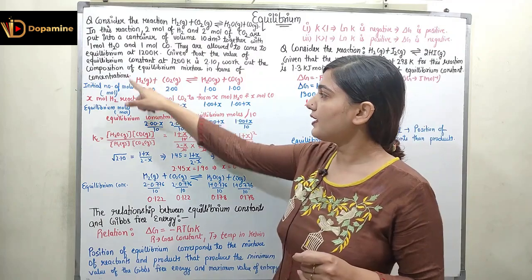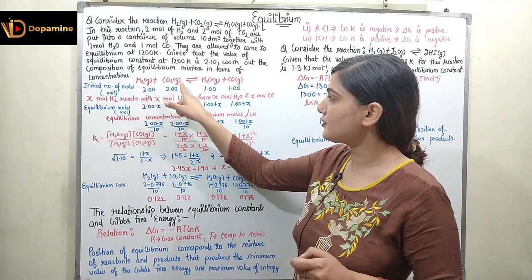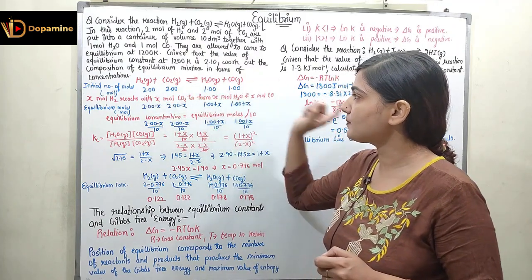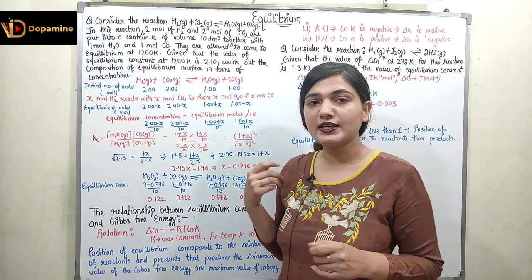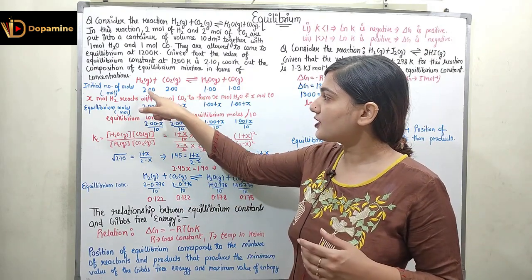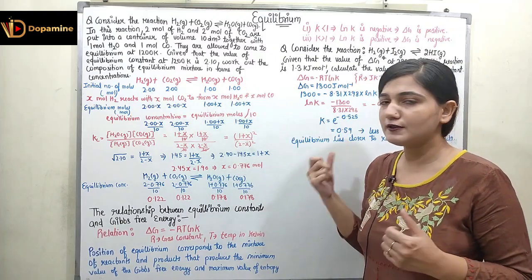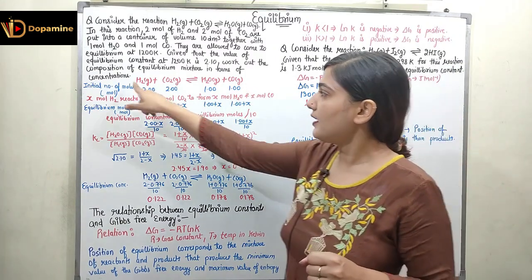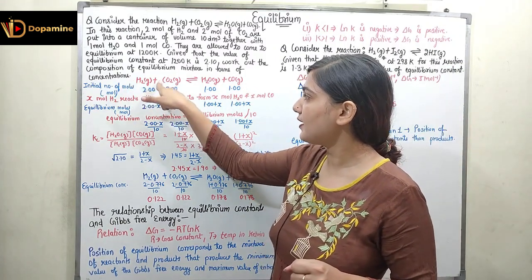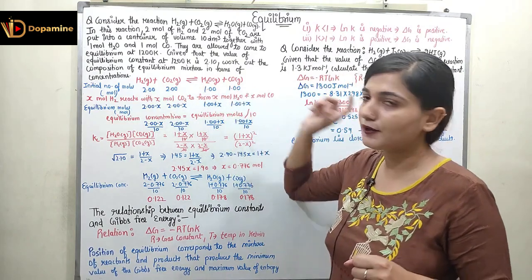So now we have the following reaction: H2 gas plus CO2 gas is in equilibrium with H2O gas plus CO gas. We all know the initial number of moles. So the initial number of moles for H2 is 2, for CO2 it is 2, for H2O it is 1, and for CO also it is 1. And now we can see the coefficient over here is 1, here also it is 1, here also it is 1 and here also it is 1.